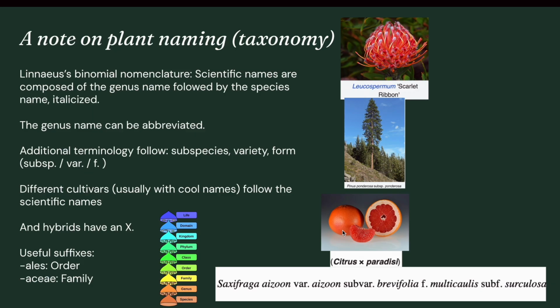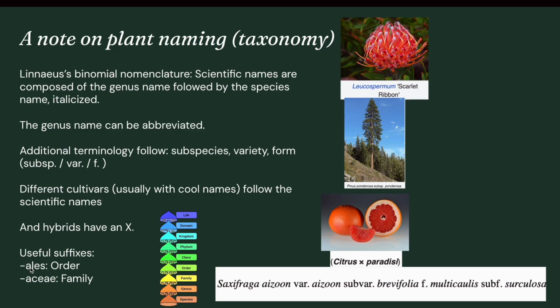And there are also hybrids, which you sometimes see in animals as well, but for plants, there are a lot of hybrids because a lot of foods are actually hybrids. So there's an X that shows the things that you're combining. And there are some useful suffixes that will keep popping up over and over again once you really get into the roots of plant phylogeny.